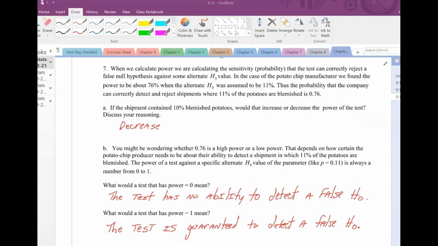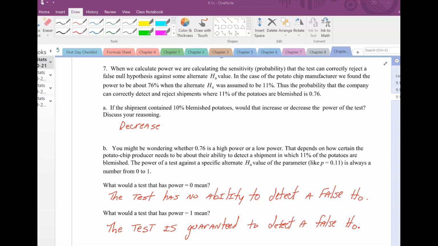Okay, go ahead and turn to the very last page. Question number 7, or problem 7. When we calculate power, we are calculating the sensitivity that the test can correctly reject a false null hypothesis against some alternative. So specifically in the case that we were talking about, we found the power to be 76% when the alternate was 11%. You can see that that probability is based on the exact value that we chose or knew for the alternate hypothesis.